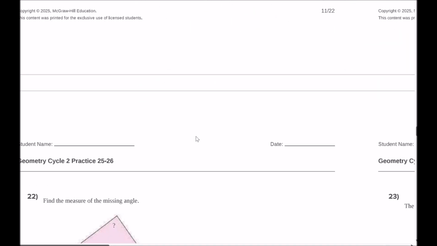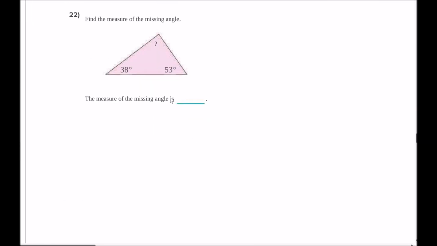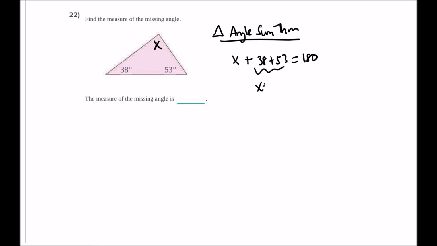All right, so now let's look at number 22. Number 22 is way easier than 21. Find the measure of the missing angle. Now this is a triangle, so the angles in a triangle add up to 180. This is called the triangle angle sum theorem. Okay, know the names for the theorems. The interior angles add up to 180. So we get x plus 38 plus 53 equals 180. I'll just call that x there. And so we add these together. x plus 91 equals 180. So subtract from 180, and you get 89 degrees. Really straightforward.